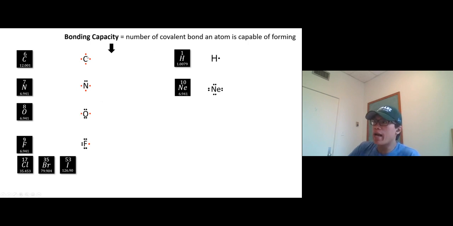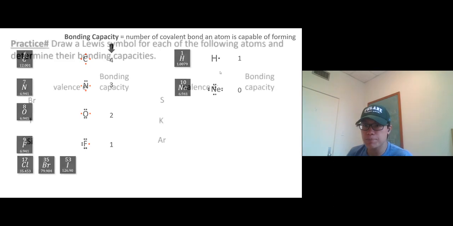Since carbon has 4 unpaired electrons, the bonding capacity is 4. Each one goes to find another electron to form a bond, so that's the reason why carbon forms 4 bonds. Nitrogen has 3 unpaired, so 3 bonds. Oxygen has 2 unpaired, so 2, and fluorine just 1 bond. Hydrogen, just 1 bond, and neon, 0, doesn't form any bond. The number right here we call the bonding capacity, which is the number of covalent bonds an atom is capable of forming.